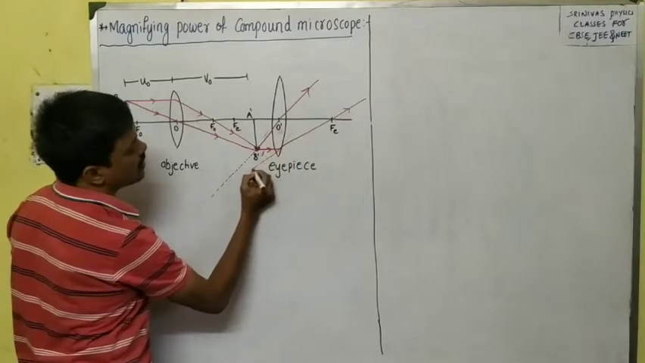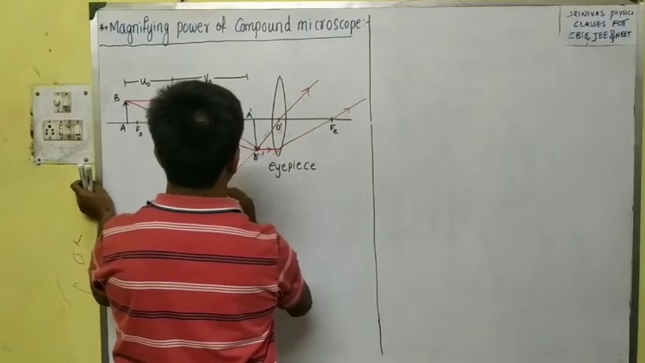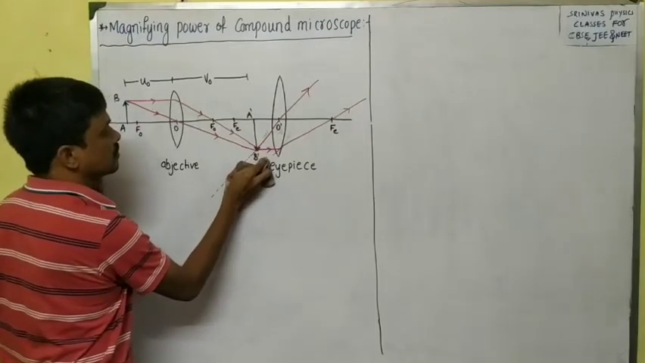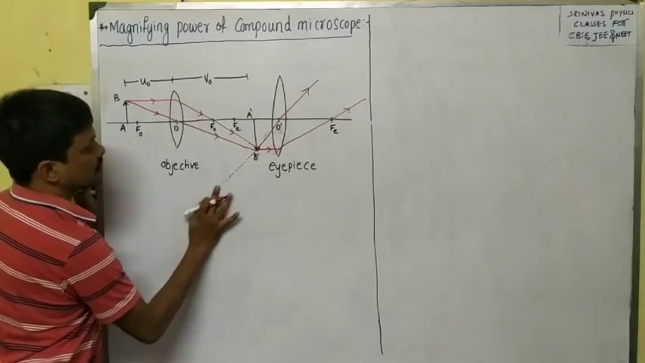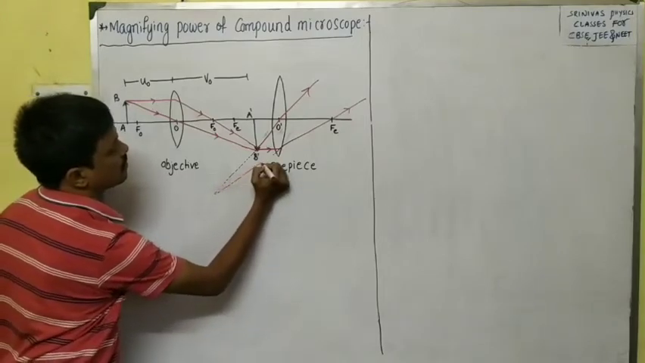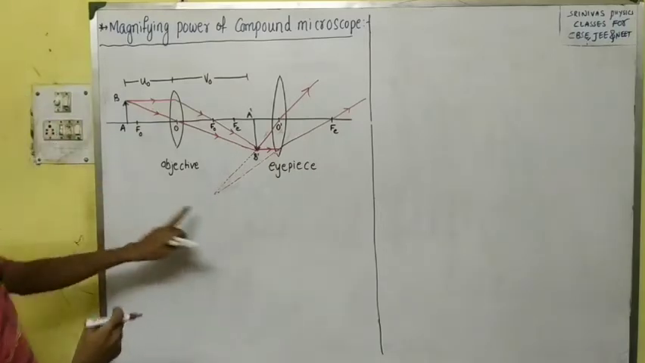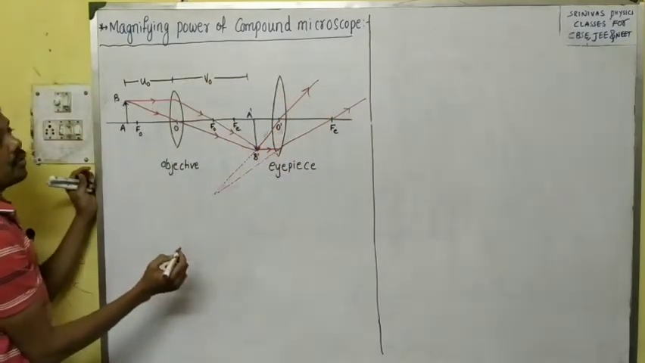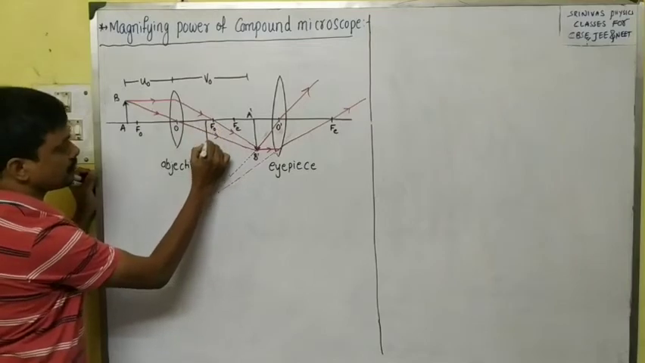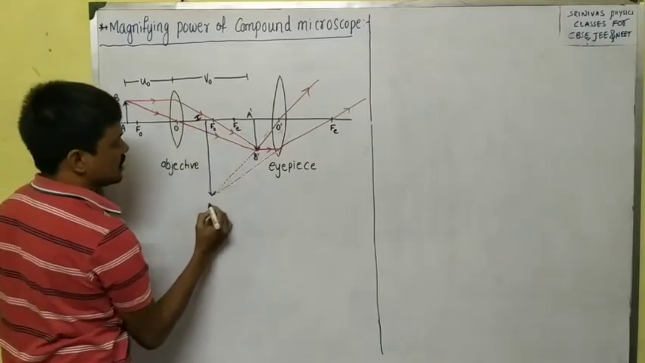We have to do the extension for the two light rays. If we do the extension here, we will get like this. This is the extension. And here the light rays are meeting with each other. These are the straight lines. And now we have to join them. And finally, the image will be formed here. Where the two light rays meet each other, there the image will be formed. This is the image, IG.